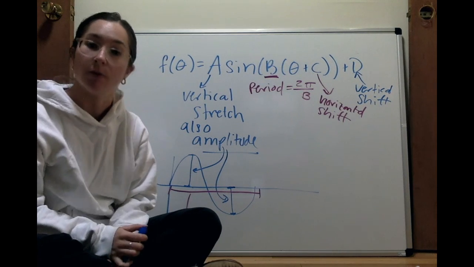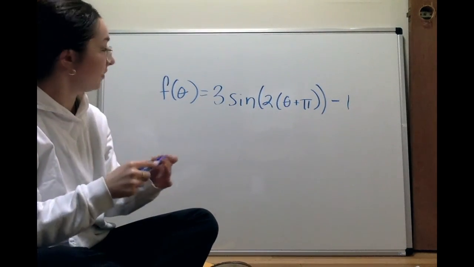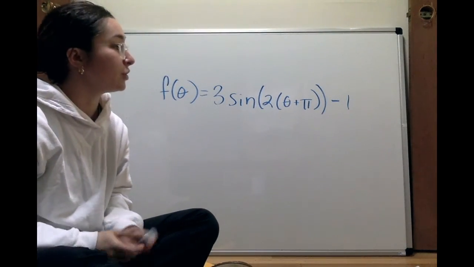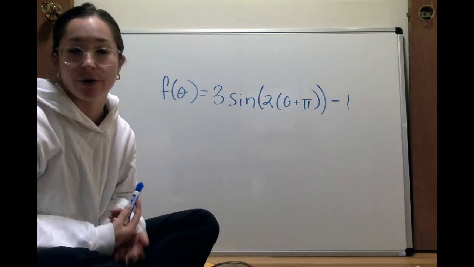Here, I'll give you a practice problem. Try graphing the sinusoid f of theta equals 3 sine of (2 theta plus pi), all minus 1. Pause the video, and then I'll show you the solution after.